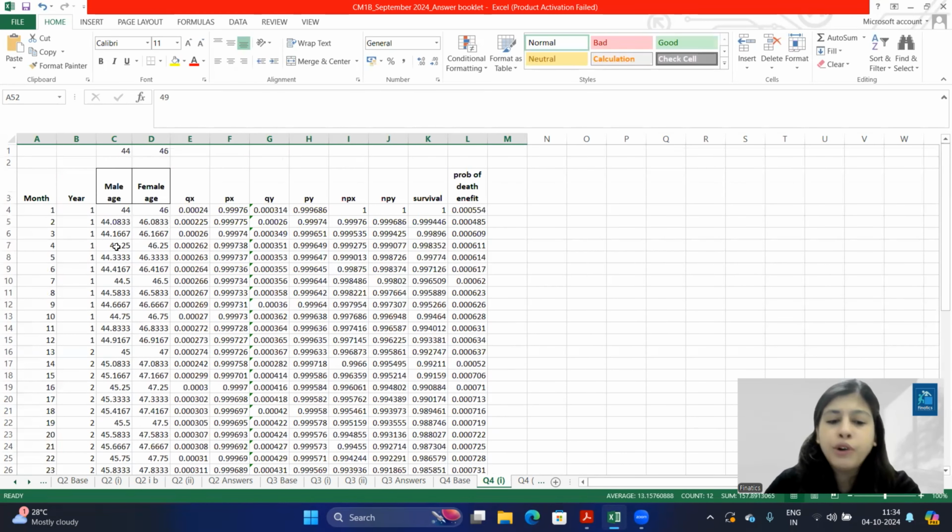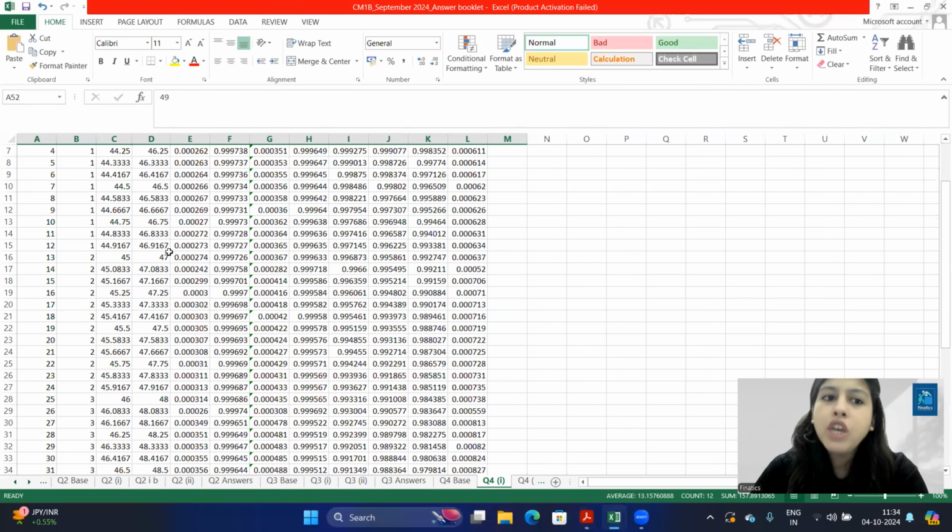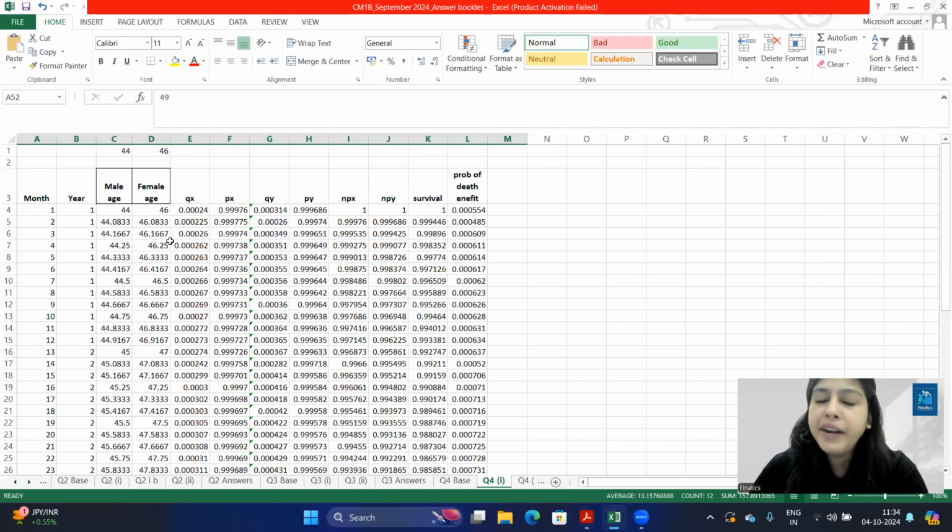For year 5, we don't need it. Why? Because it's a 4-year joint life term assurance policy. So you need to do it only for 48 months.